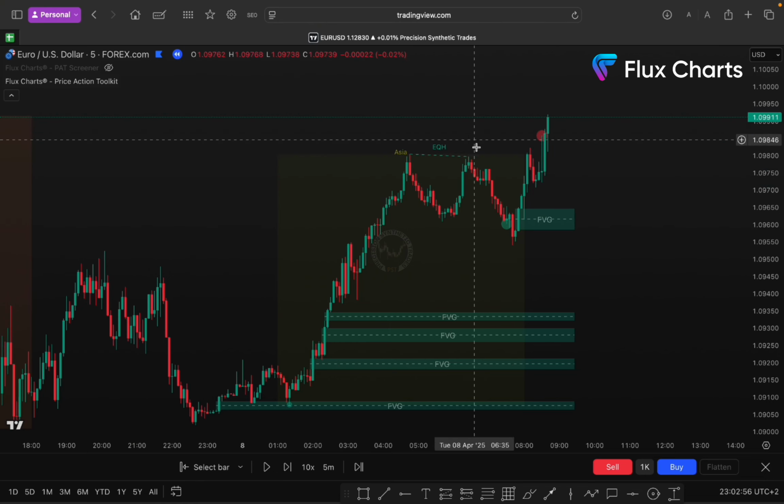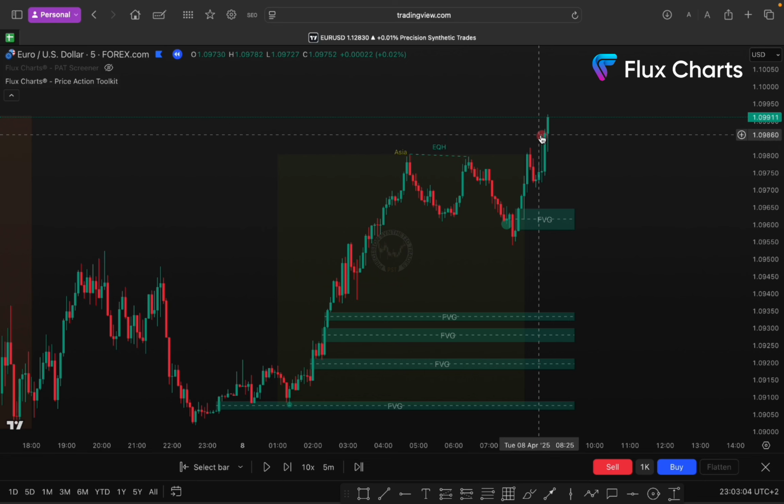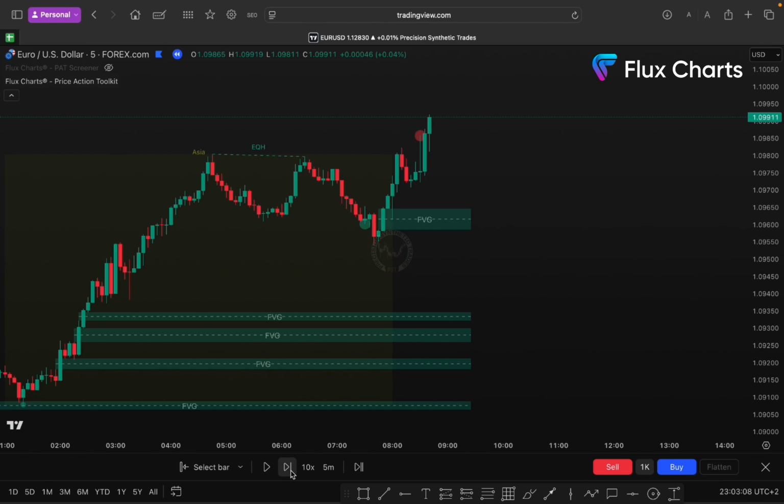There we go. We took the Asia highs right over here. As you can see, equal highs. And this little dot means it's a liquidity sweep. So let's see what happens if we get a fair value gap to the downside.